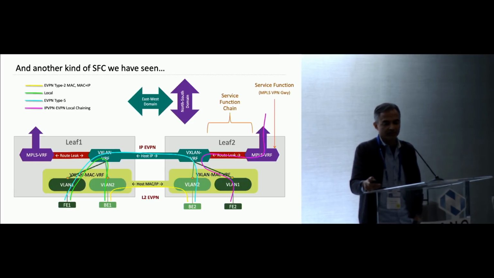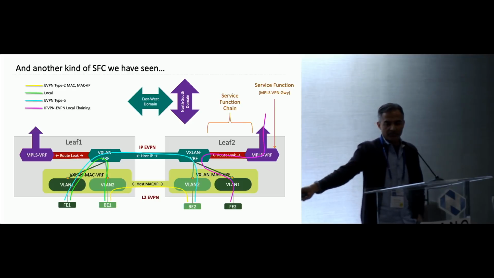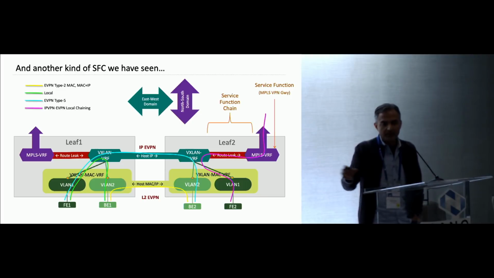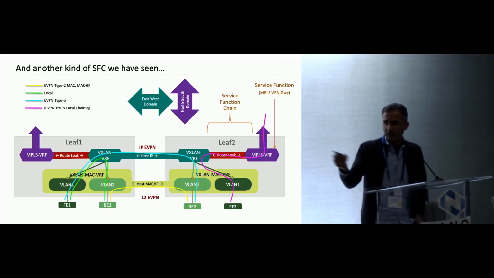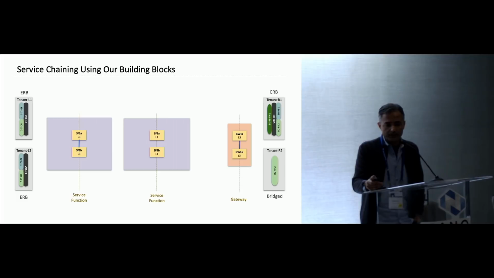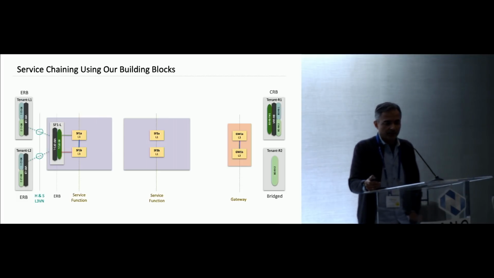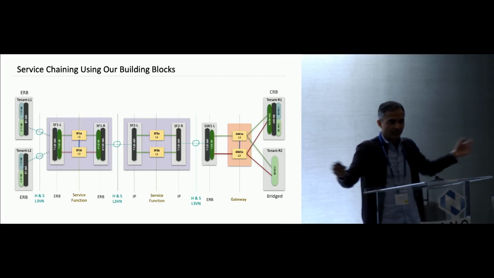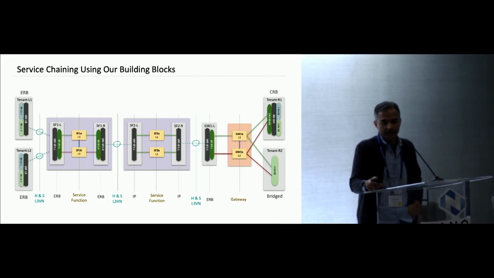Same here. We connected an MPLS VRF, which is effectively an MPLS VPN gateway, a service function, you can look at it that way. And we connected them into a service chain. And this is much more of a distributed form of it. Okay, so service chaining looks something like this, right? Lots of stuff in between, end systems.